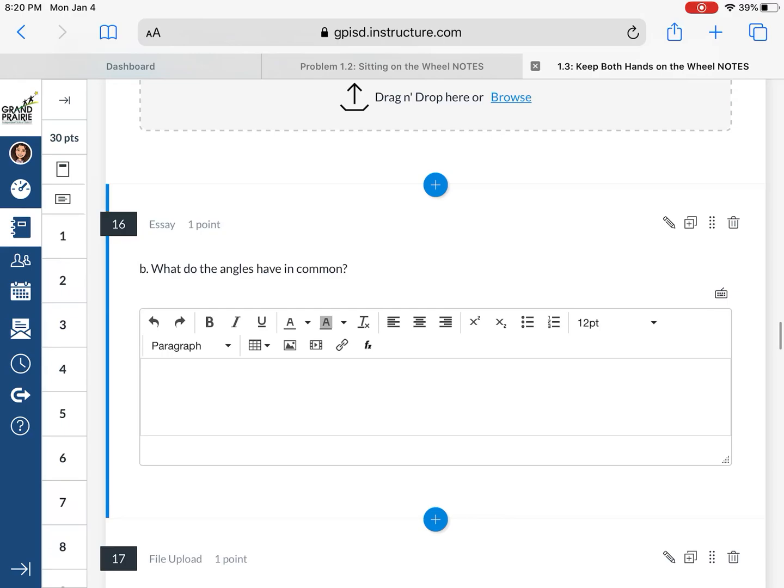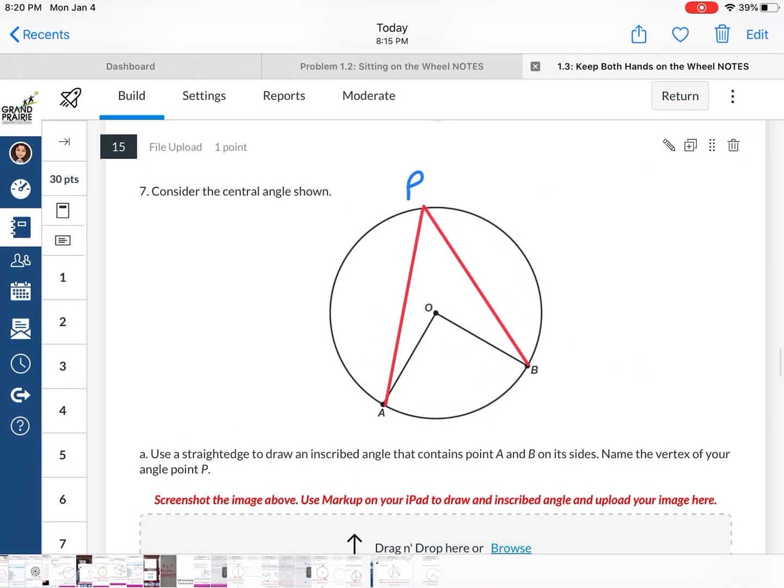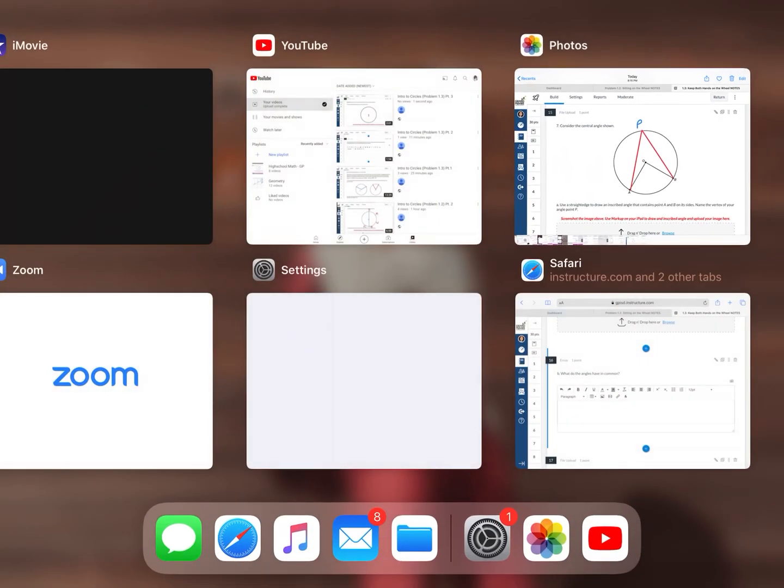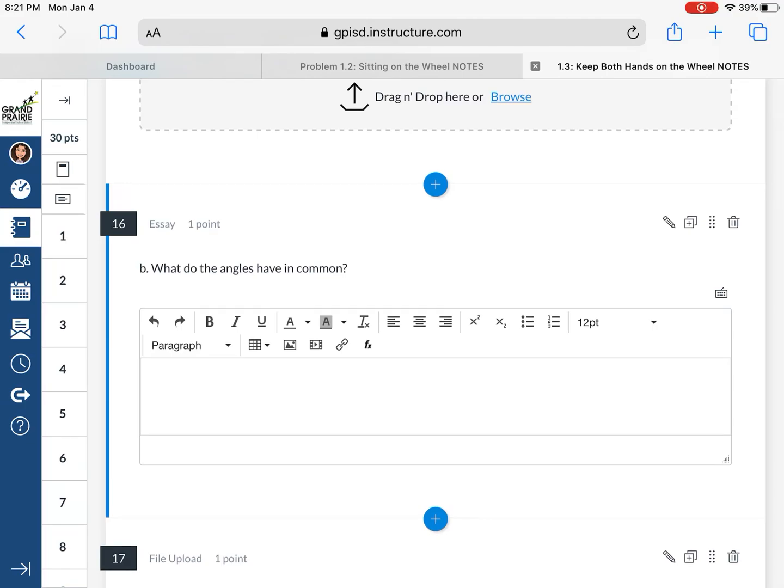What do the angles have in common? So if we go back to our picture and we're looking at both of those, what do you think they have in common? I'll give you a moment to think through that. Maybe pause the video. If you can tell, they are both intercepting the same arc. They both are intercepting arc AB. So you can go ahead and type something along those lines.